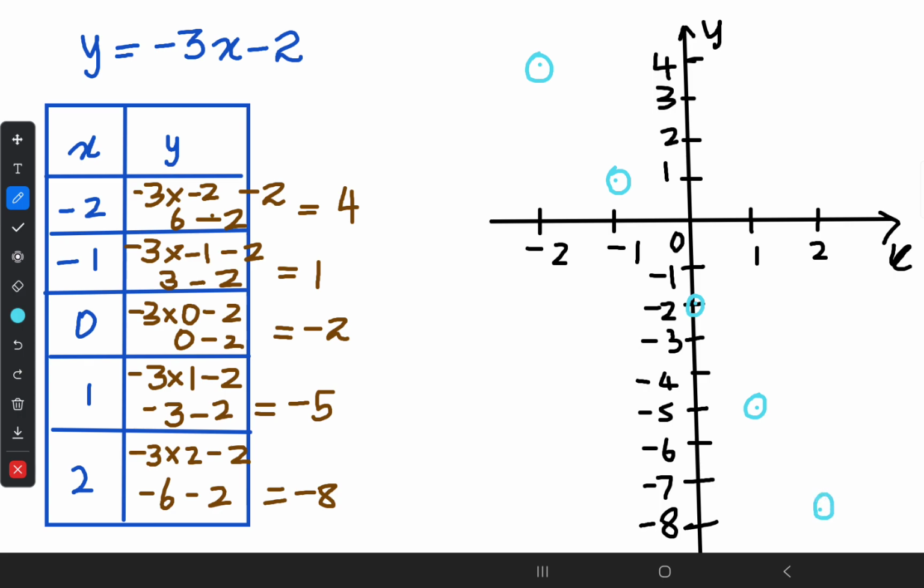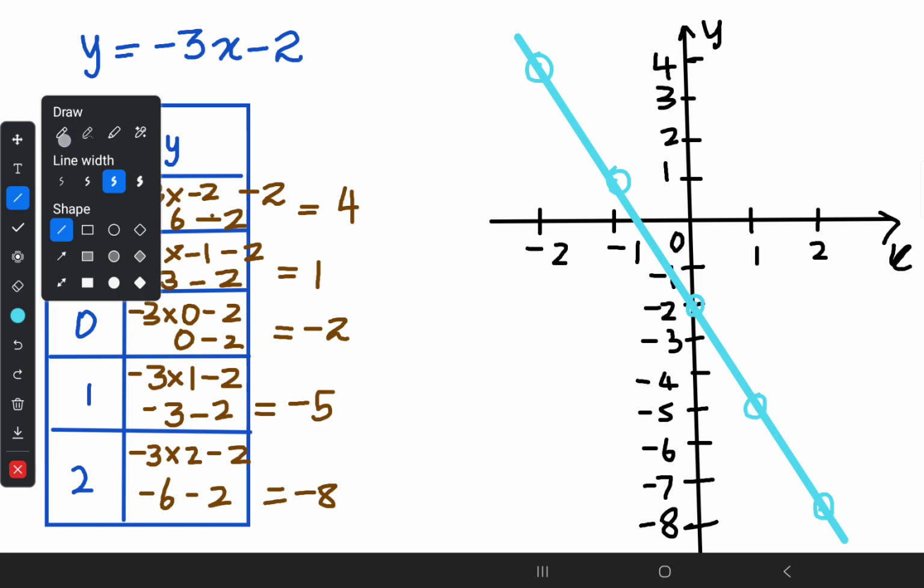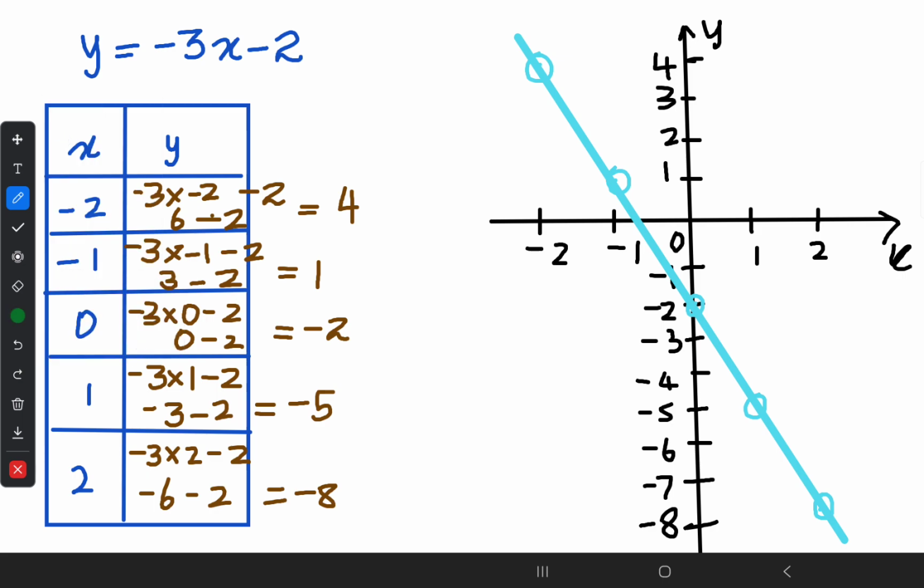Let's make sure the values are correct. Negative 2, 4. Negative 1, 1. 0, negative 2. 1, negative 5. 2, negative 8. Yes, these are correct. Then let's connect them. Okay, simple. This is all about our graph formation. What is the name of this function? Y equals negative 3x minus 2. We have to make sure the characteristics are correct.